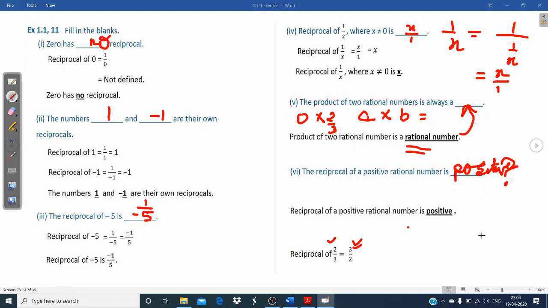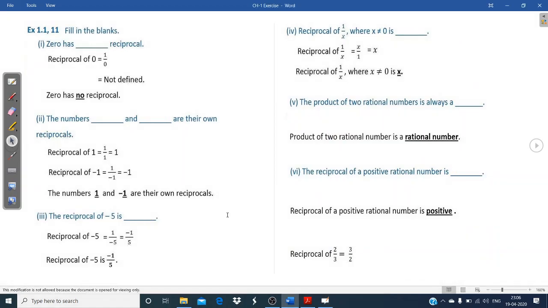Whenever you are doing a reciprocal, suppose a number is x, its reciprocal is 1 upon x. The number is just being inverted, and the signs are not changing. It is not like that if the number is x, its reciprocal will be minus 1 upon x. That is wrong. Because if a number is x, its reciprocal is 1 upon x. So in reciprocal, signs are not changing. Remember this, students.